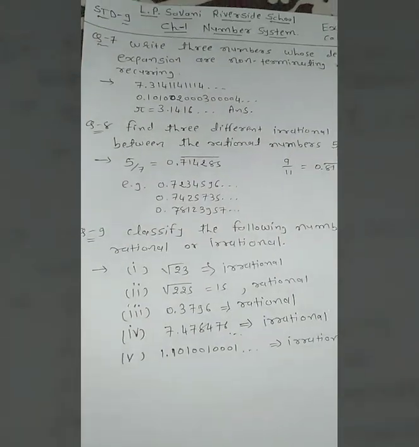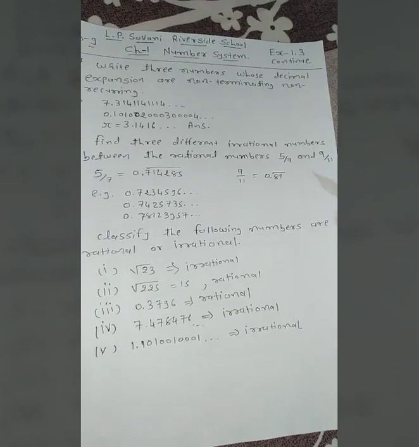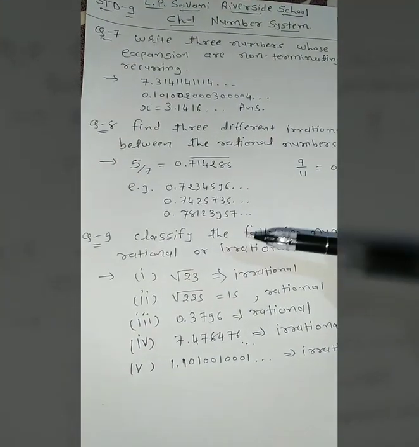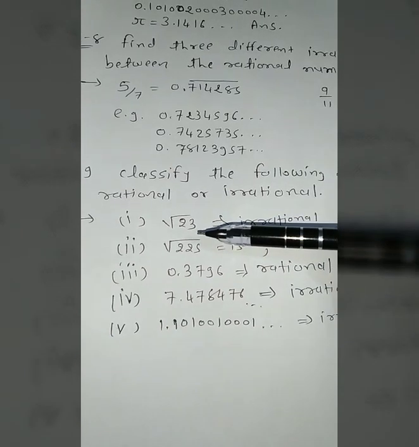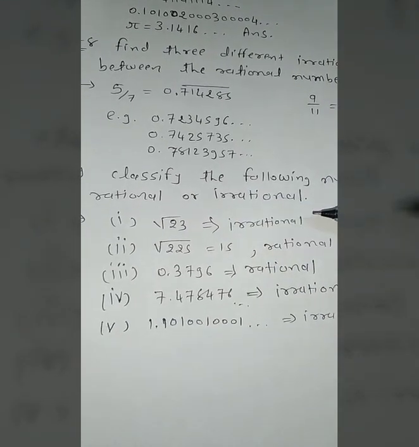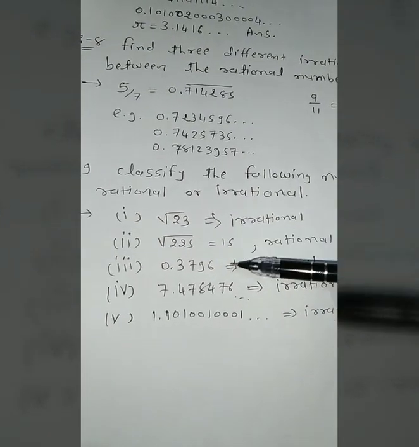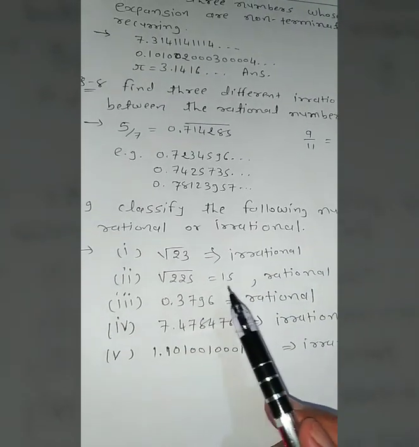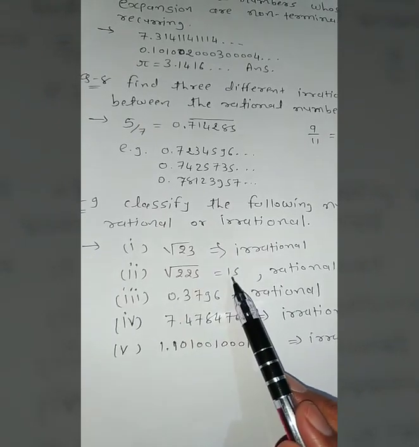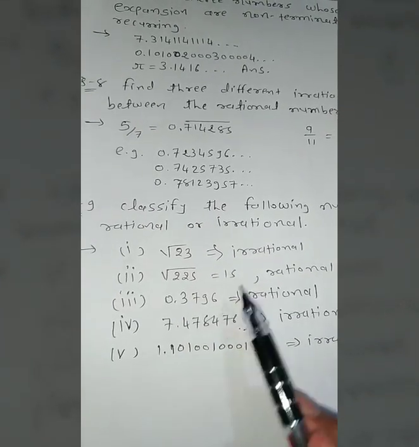Question number 9. Classify the following numbers as rational or irrational. Let's take root 23 as the first example. In root 23, you can see that we can't find the square root of 23 exactly, so it is an irrational number. In root 225, you get the answer 15. So 15 is a rational number, because we can easily find the square root of 225.